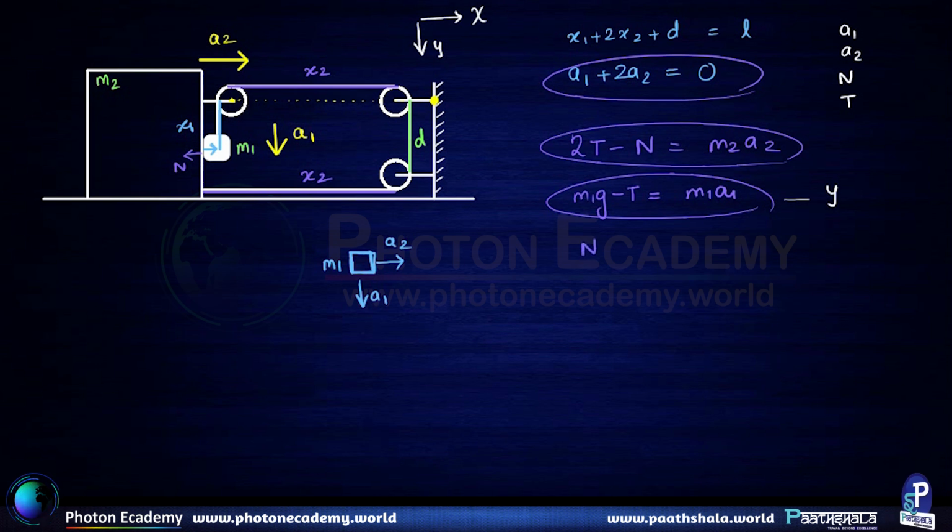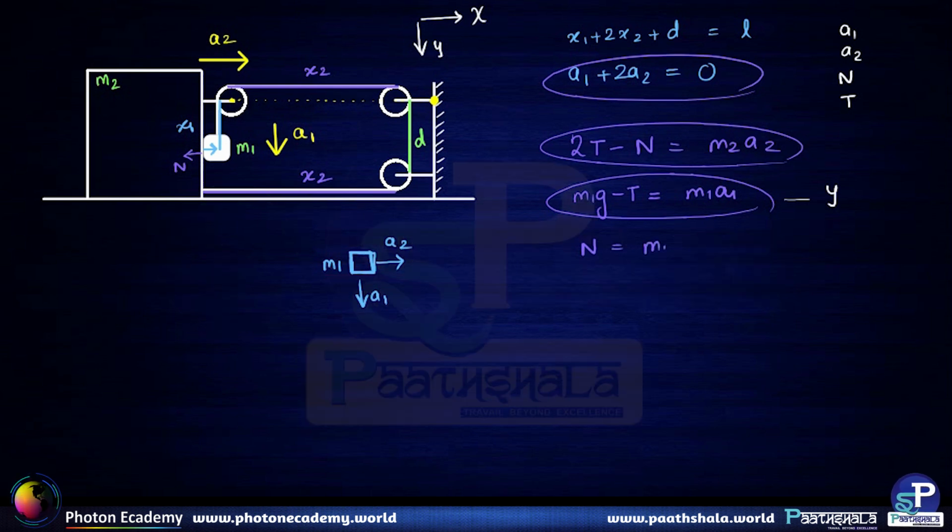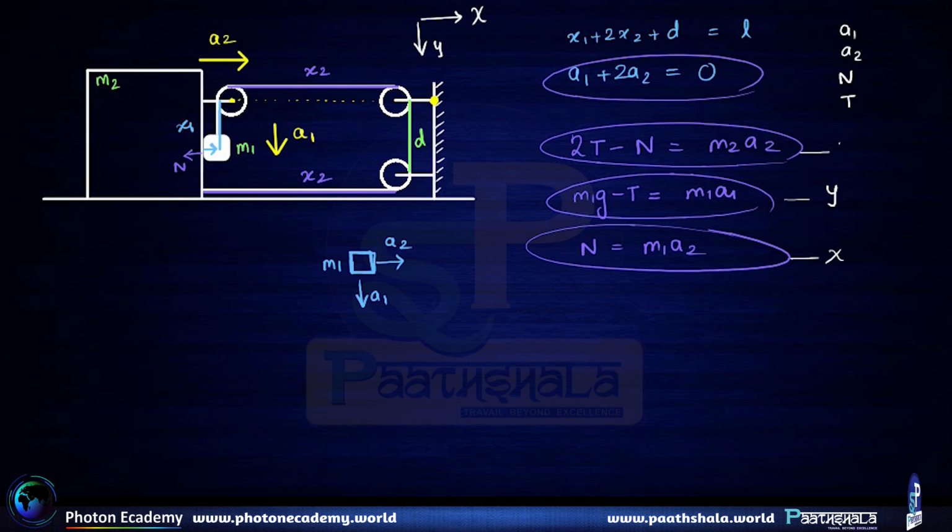N is the only force acting on the mass m1 in the x direction. So N is going to be equal to m1a2, because in the x direction the mass m1 is moving with the acceleration a2 because it is in contact continuously with the mass m2 whose acceleration happens to be a2. So this happens to be the x direction equation for the mass m1. These are the three Newtonian dynamical equations, and this is the constraint motion equation. Using these four equations, this particular situation can be completely solved.